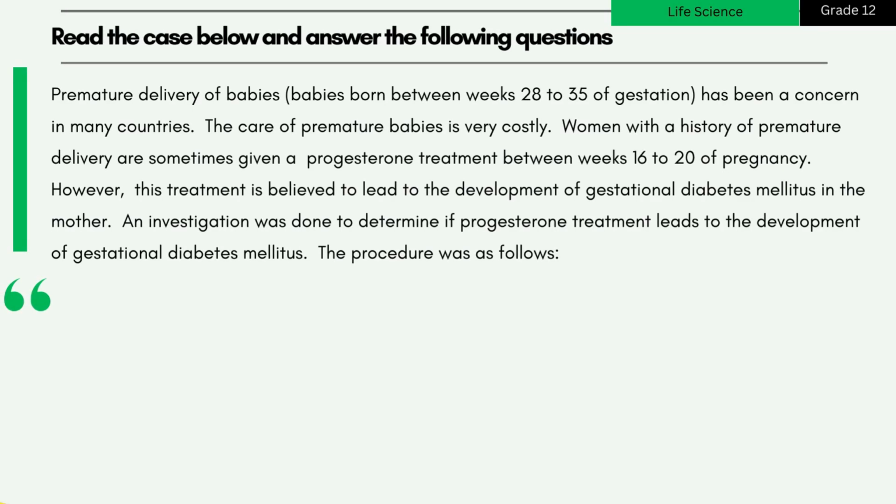Premature delivery of babies born between weeks 28 to 35 of gestation has been a concern in many countries. The care of premature babies is very costly. Women with a history of premature delivery are sometimes given a progesterone treatment between weeks 16 to 20 of pregnancy. However, this treatment is believed to lead to the development of gestational diabetes mellitus in the mother. An investigation was done to determine if progesterone treatment leads to the development of gestational diabetes mellitus. The procedure was as follows.